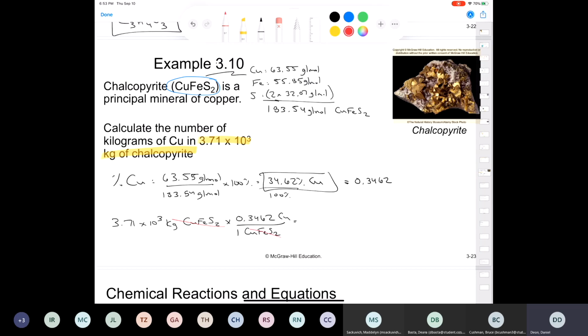I multiplied those out. What am I left over with? Kilograms of copper. So let me check here. 3.71 times 10 to the third multiplied by 0.3462, and I end up with a number which should only have 3 sig figs, which is 1.28 times 10 to the 3 kilograms of copper. All right. Thanks, Gabriel. Thanks, Madeline, for the help.